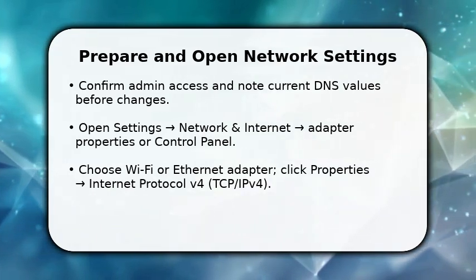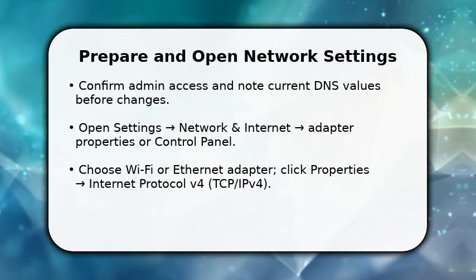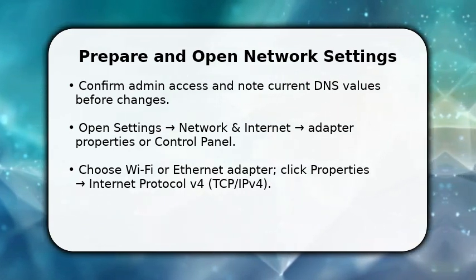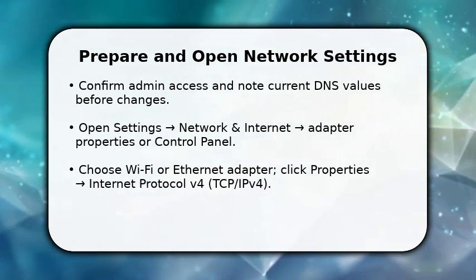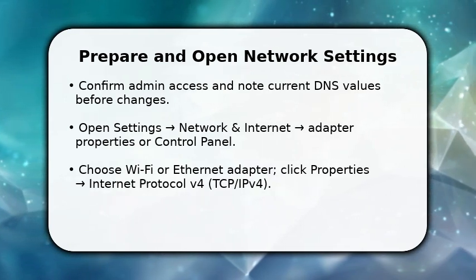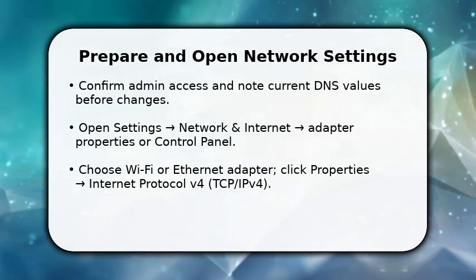You start by making sure you have admin rights and recording current DNS values so you can revert if needed. Next, open Network and Internet Settings. On Windows, go to Adapter Properties. On Mac OS, open System Preferences, right arrow Network, and select your interface.